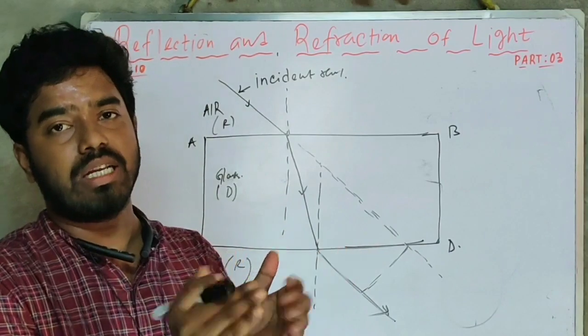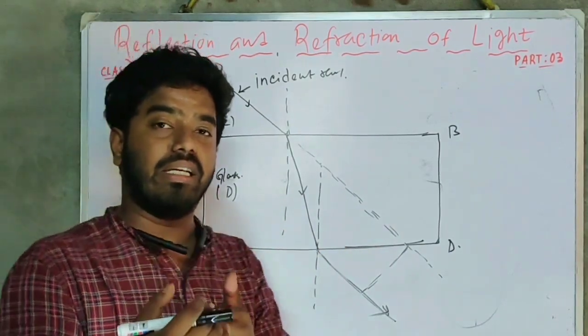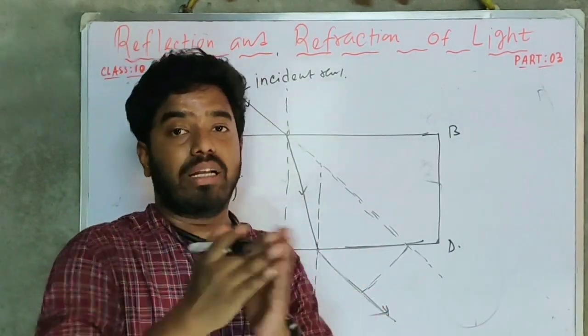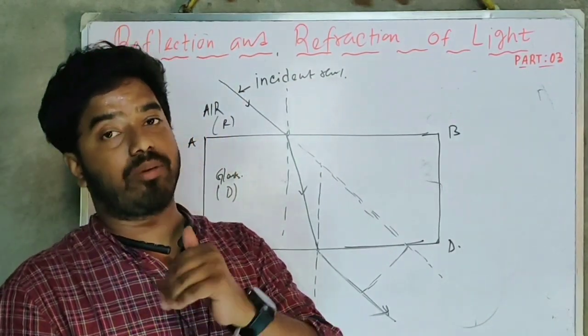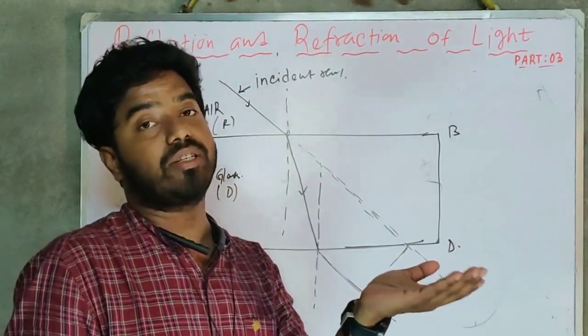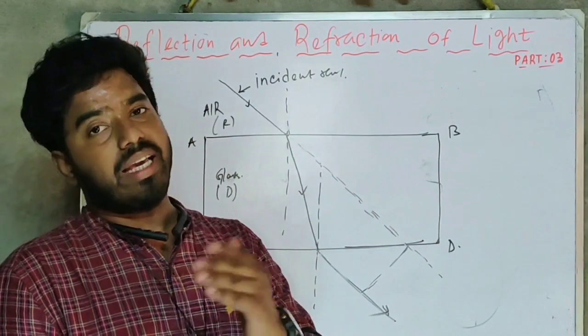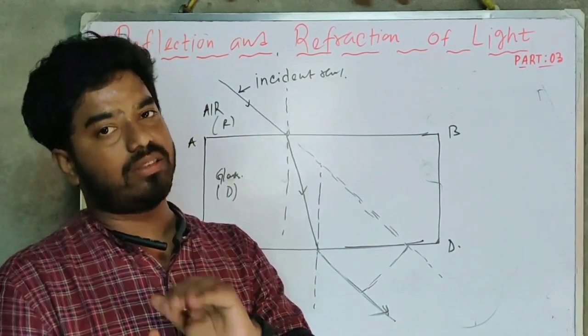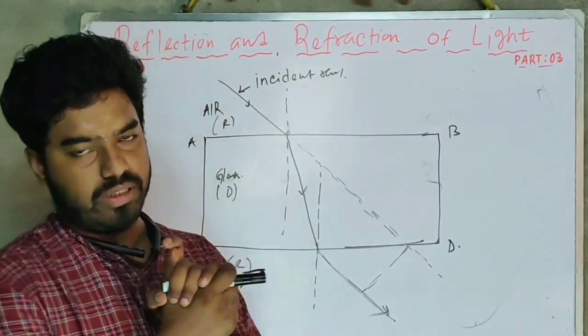Okay. So in this class we learned the basic things: what is refraction of light, laws of refraction, refractive index, what is denser medium and rare medium, what will happen when light travels from denser to rare, what will happen when light travels from rare to denser, etc. This is all about this class.